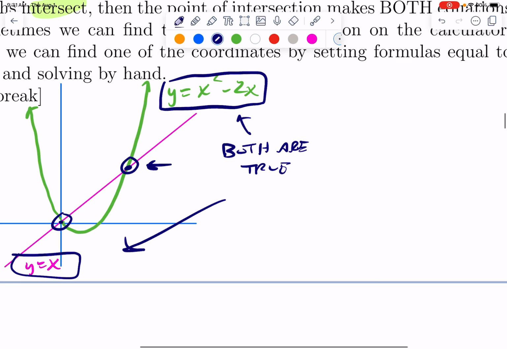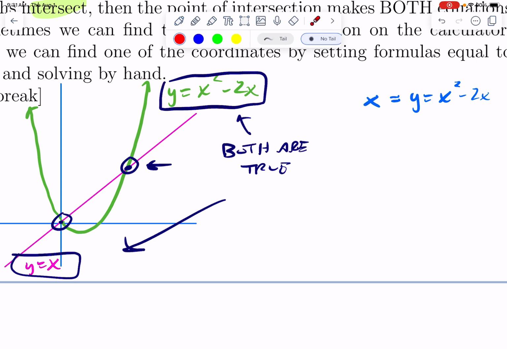So what that means is at that point, we know that y is equal to x squared minus 2x. But we also know that y is equal to x. Both of these facts are true, so you can write them down. So what this means is if we just eliminate the y, x is equal to x squared minus 2x, which means 0 is x squared minus 3x.